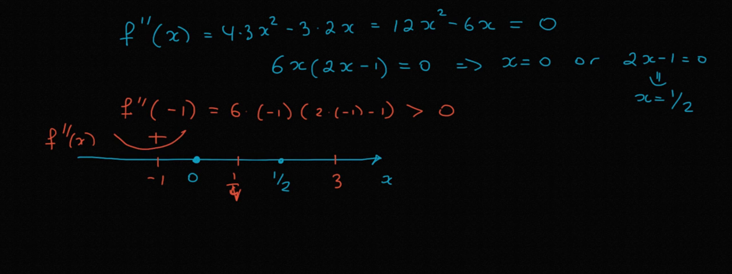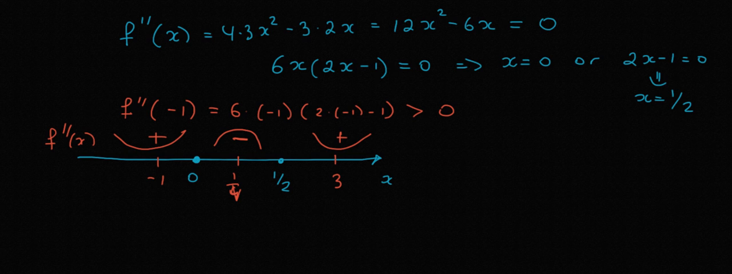Now, repeat these calculations with the other test points. I will skip those calculations and just give you the results. At 1/4, you should get a negative result. And then at 3, you should get a positive result. So the function will be concave down on the second interval and concave up on the third interval.